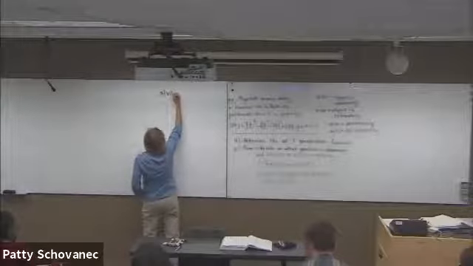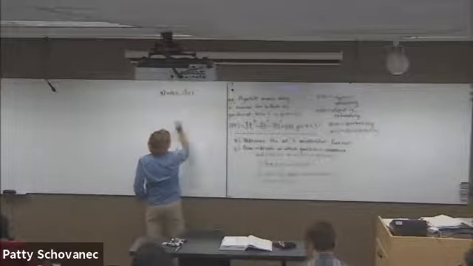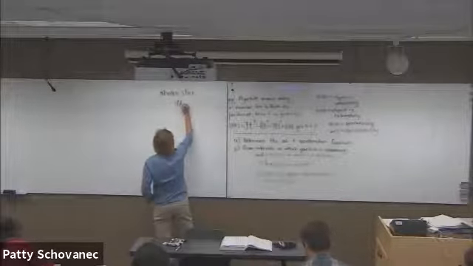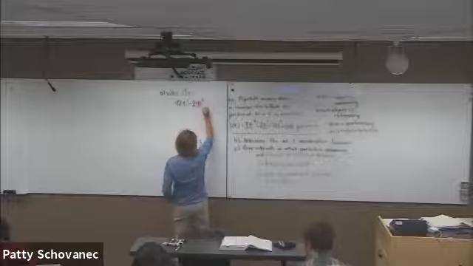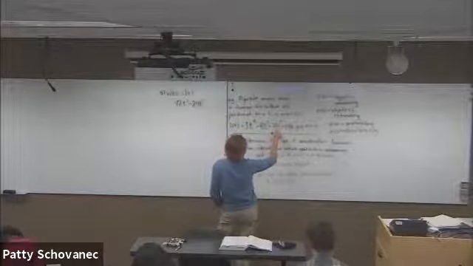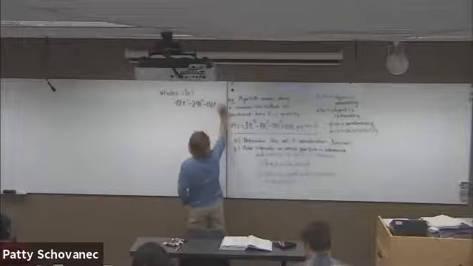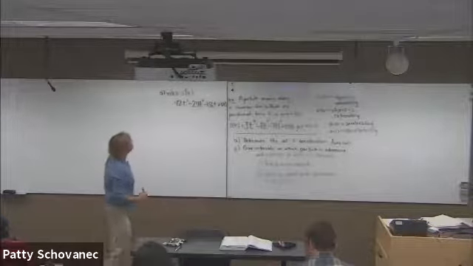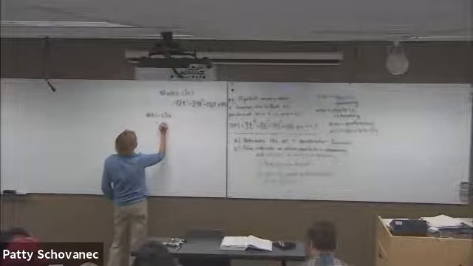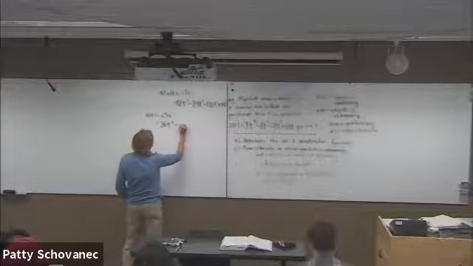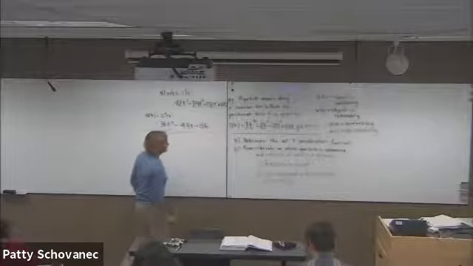Part A, velocity at time t is s prime. And then we get 12t cubed minus 24t squared minus 156t plus 120. All right. Acceleration at time t is the second derivative. So we get 36t squared minus 48t minus 156. Are you happy with those?